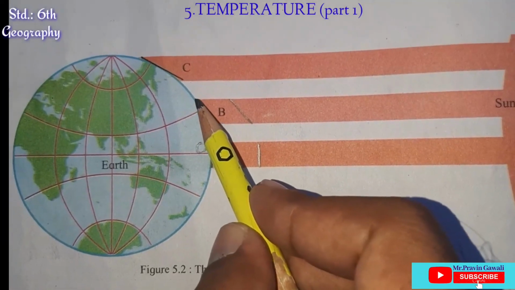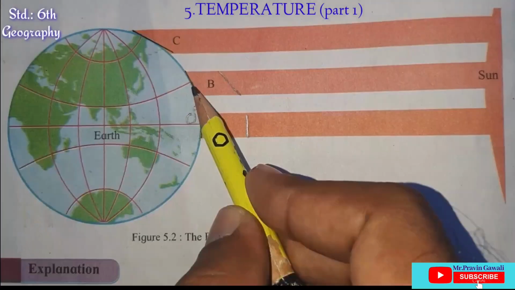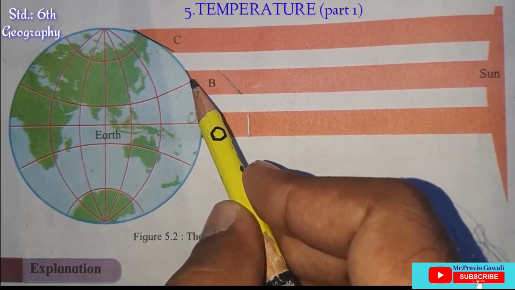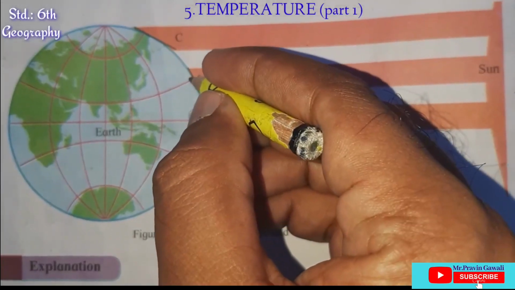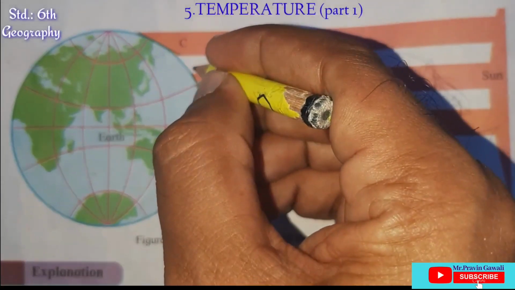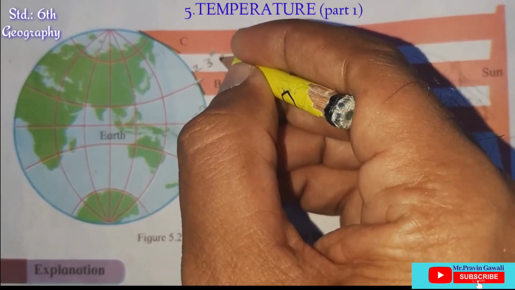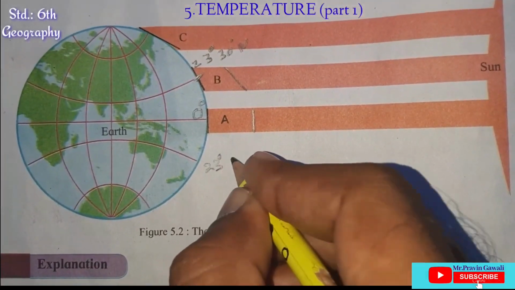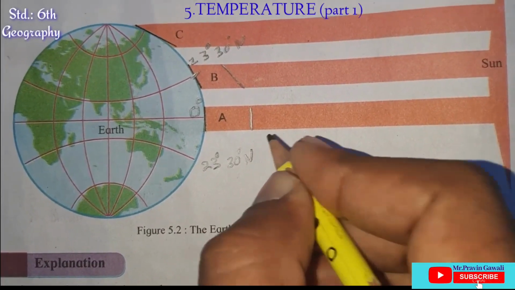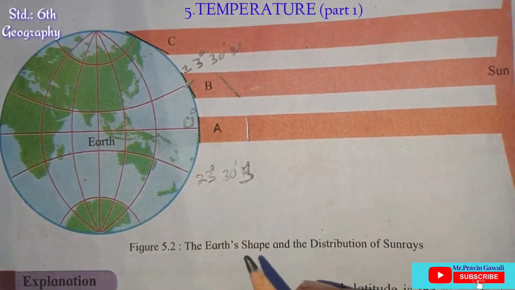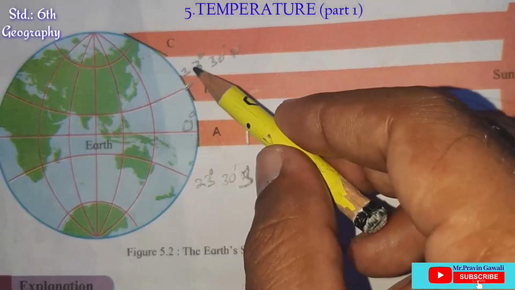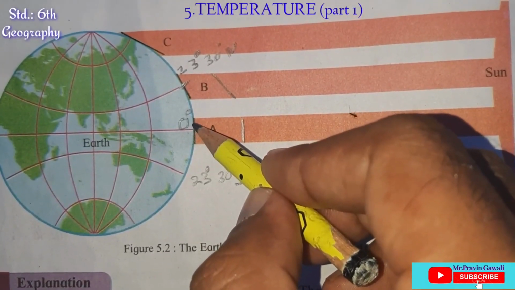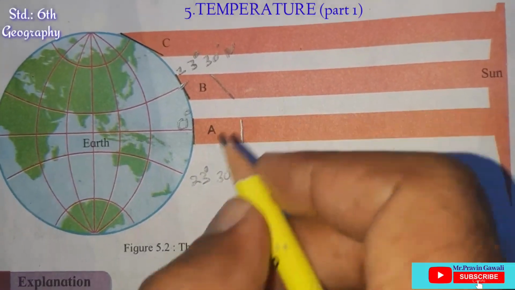As we go upward, the rays will become more and more slant, and due to this the surface will receive less light or less heat from the sun. So this Tropic of Cancer is at 23 degree 30 minute north. In the same way, 23 degree 30 minute is south. Understood? So 0 to 23 degree 30 minute north, this region is called the torrid zone. Which zone? Torrid zone.